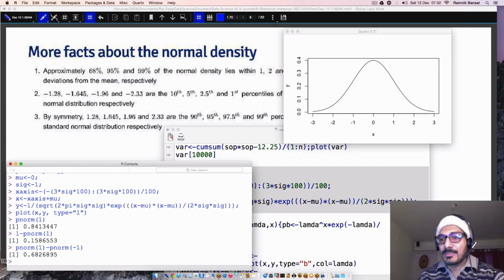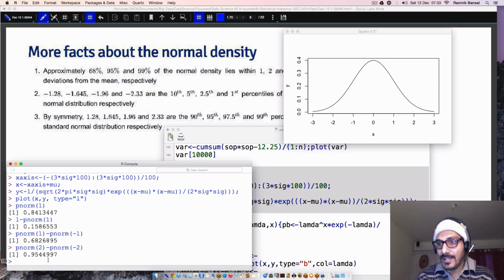So how do I get 68%? Straight away, pnorm of 1 will give me this whole region all the way till here. Pnorm of minus 1 will give me this whole region. So I subtract the two out. Similarly, between 2 and minus 2, what should be the answer? 0.95, and that's what I get.